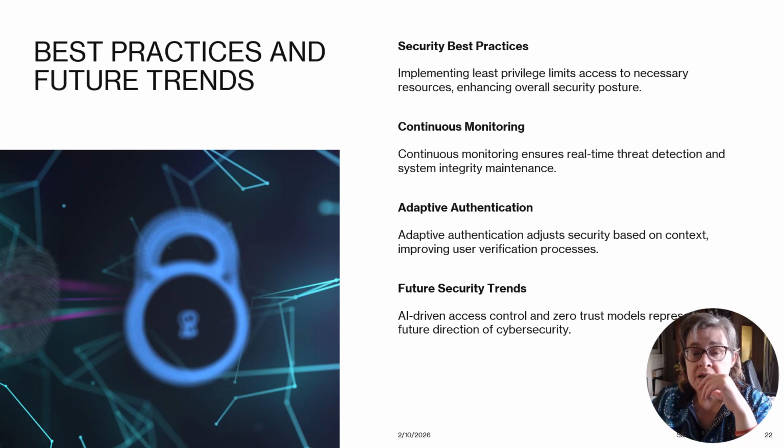Adopting the principle of least privilege, continuous monitoring, and adaptive authentication are best practices. Emerging trends include AI-driven access control and zero trust security models. So zero trust, just briefly, because I've done another video about that, is that you don't trust anything, right? Zero trust just means exactly that. So you have to check and recheck and recheck, all right?